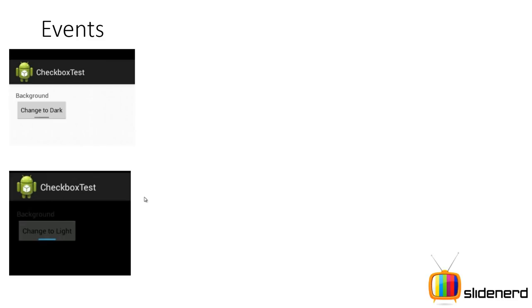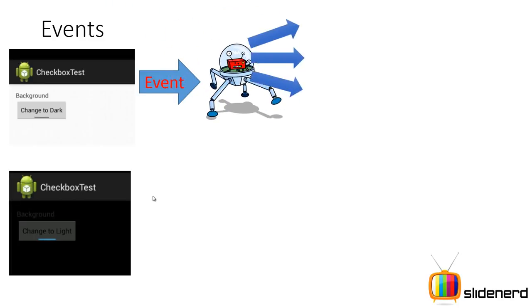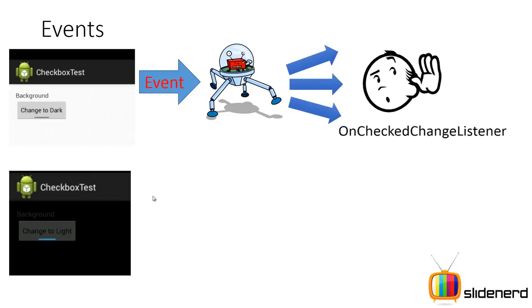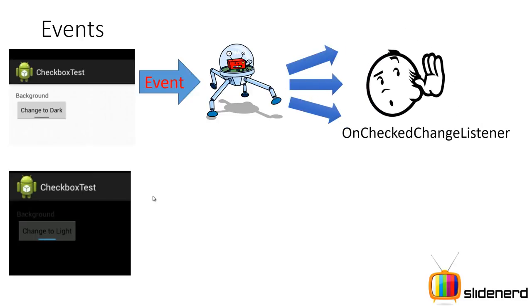The toggle button also generates events like any other button which you see. So here what happens when the toggle button is set or unset, an event is triggered. The Android operating system listens. Everybody is notified, but only one guy is interested. It is a guy known as onCheckedChangeListener. So what is this onCheckedChangeListener?